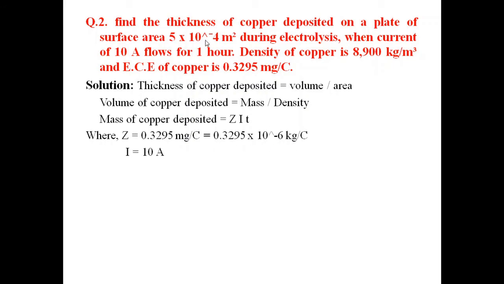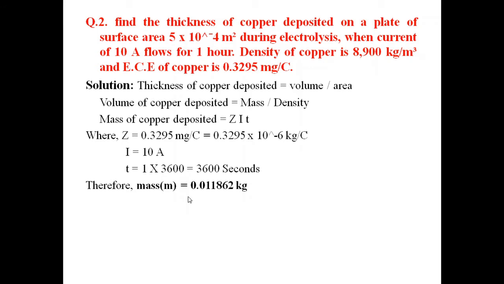Similarly, current I is in amperes, so no change is needed, 10 amps. T is in hours, so I want it in seconds: 1 into 3600, so 3600 seconds. By simplifying this, we get the total mass of the copper deposited as 0.011862 kg.